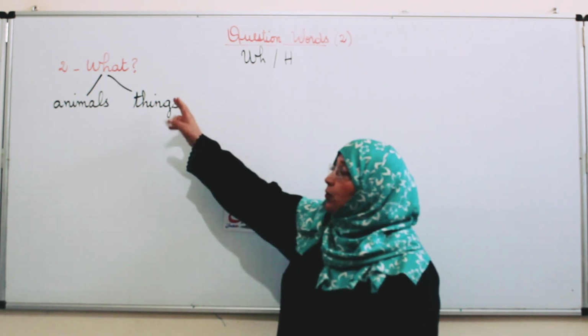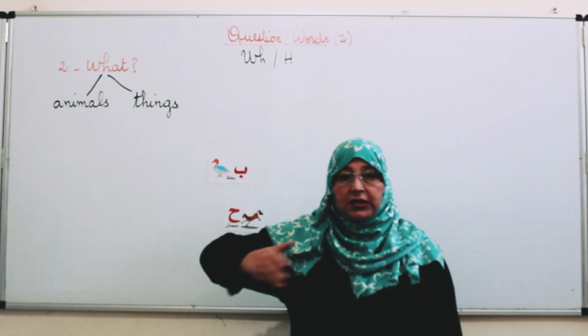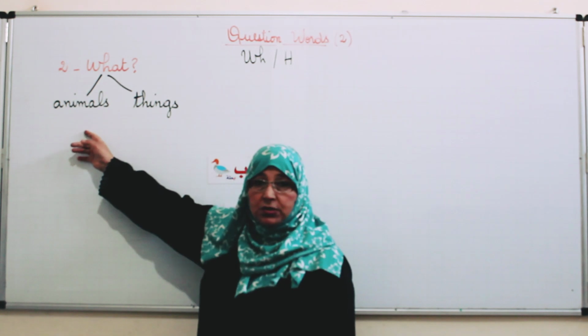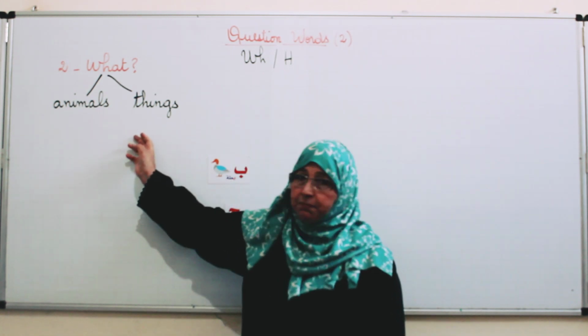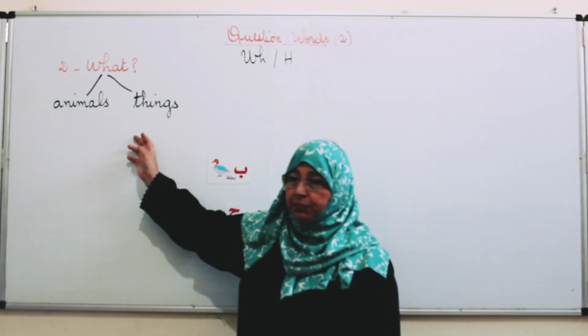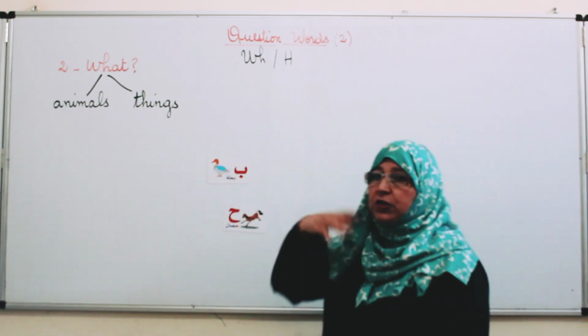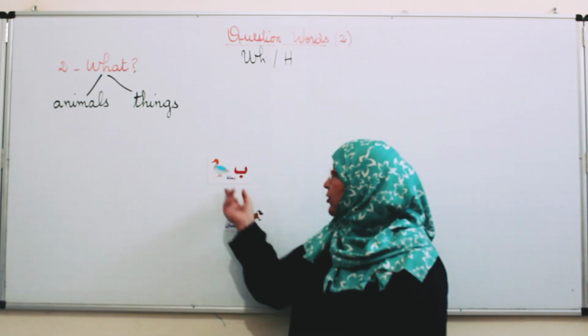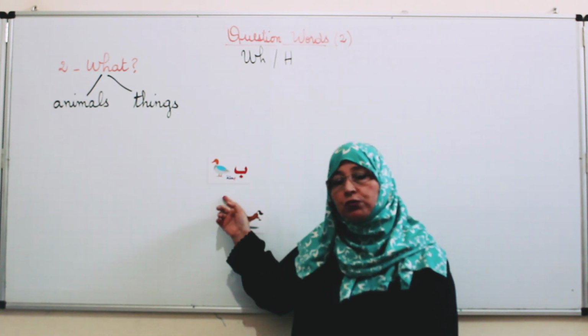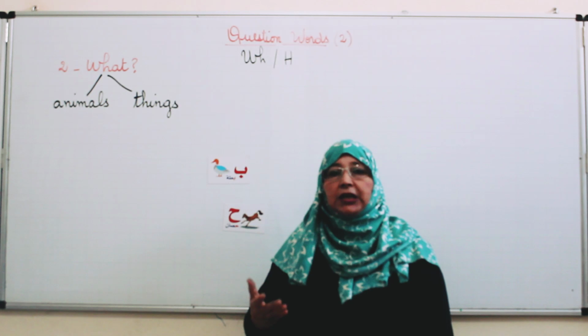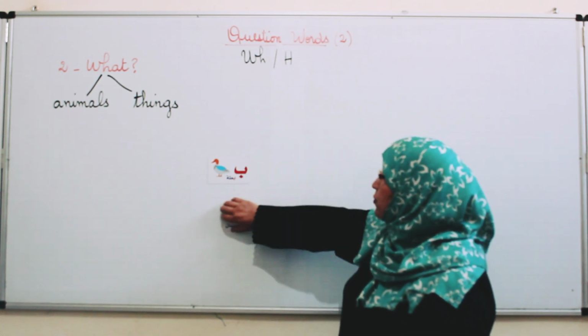So we ask questions with what if we are asking about animals or things, but not people. Not people. Okay, animals. For example, we have here two pictures. If you want to know, they are written in Arabic, but you know to say them in English. Let's start with the first one.